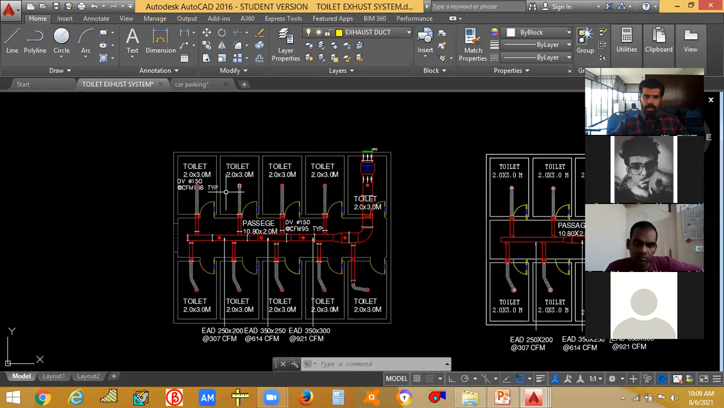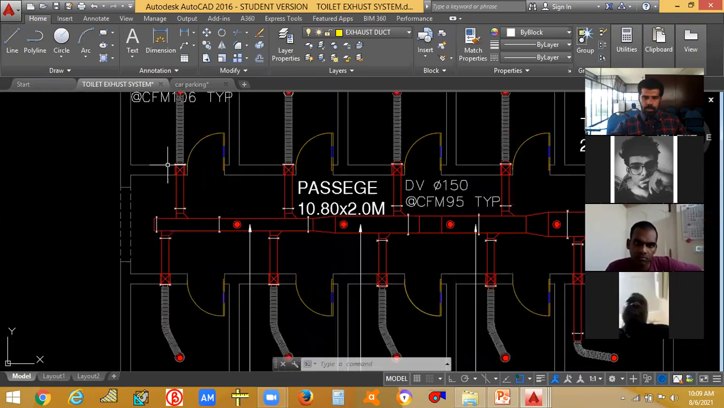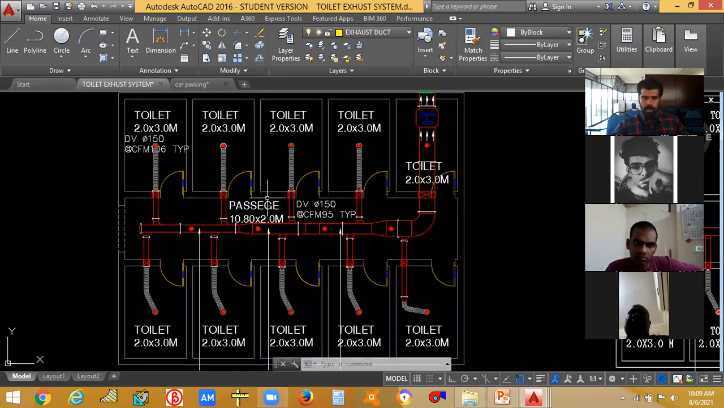Now, coming to this passage also, you have to exhaust the air in the passage also. Not only in the toilet, you have to exhaust the air from the passage. So what you have to do is divide this into 4 equal or 5 equal parts. 1, 2, 3, 4, 5. You can divide it into 5 equal parts or 4 equal parts according to your wish.